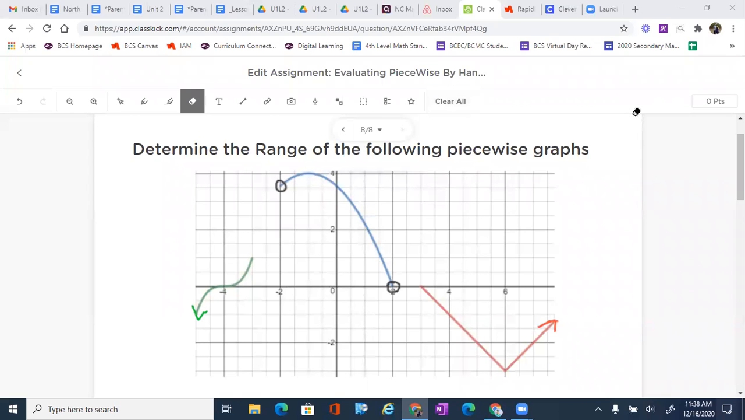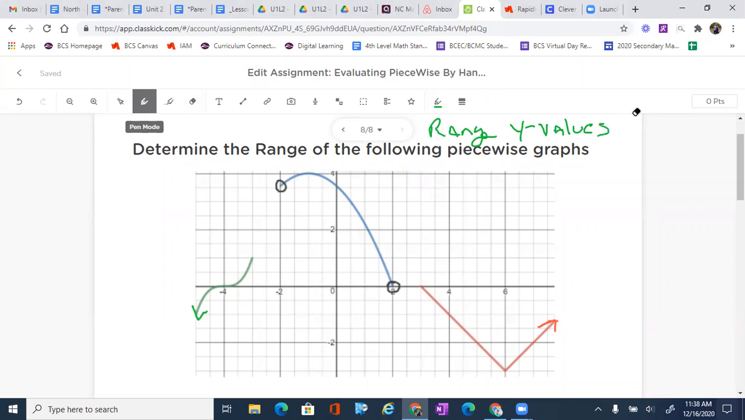All right, let's go ahead and find the range of the following piecewise graph today. As we find the range of the piecewise graph, what we're going to be looking for is the y values. So we're going to be identifying y values for which the graph is showing up. Okay, so range is going to have to deal with our y values.